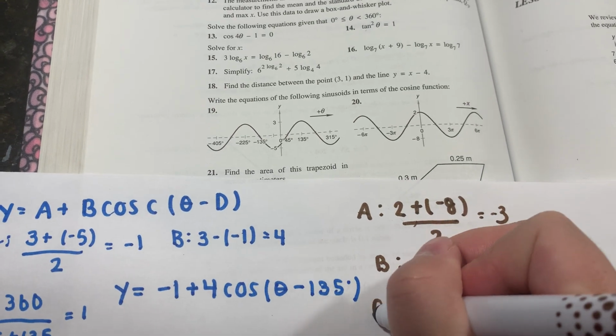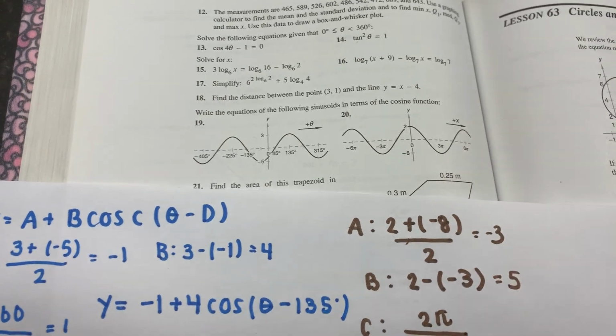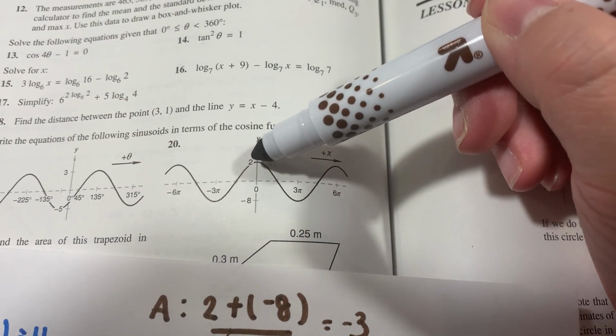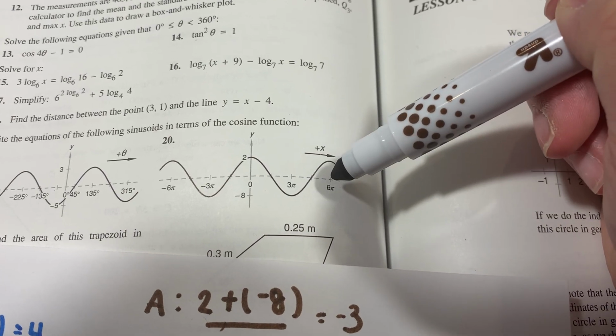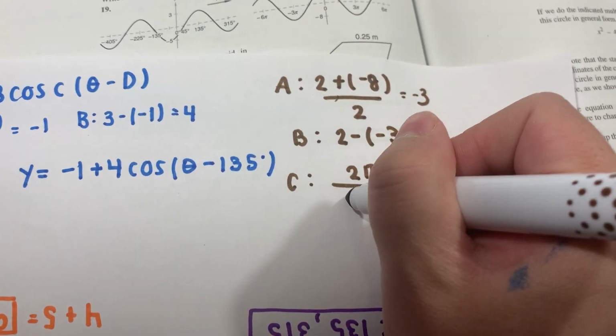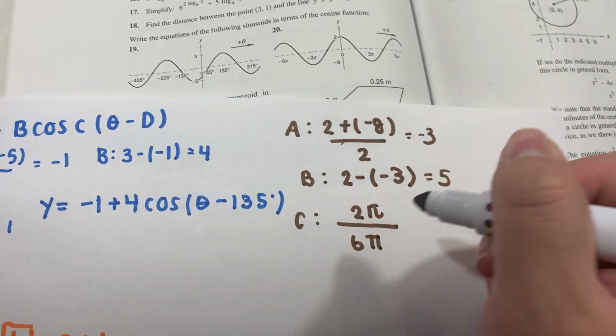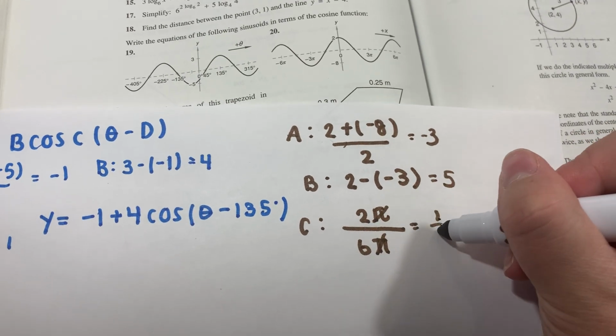Now C is going to be the tricky one because this is in radians, so it's going to be 2 pi divided by the length of the period. Notice that it's peaking at 0, and then it's peaking again at 6 pi. So the length of the period would be from 0 to 6 pi, which would be 6 pi. So 2 pi divided by 6 pi would actually just be 1/3.